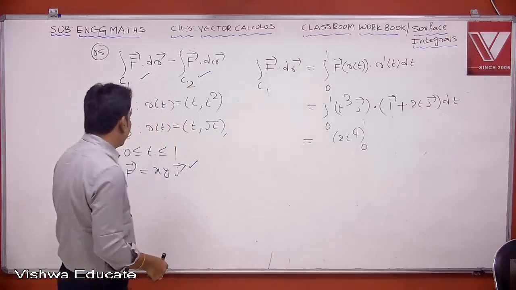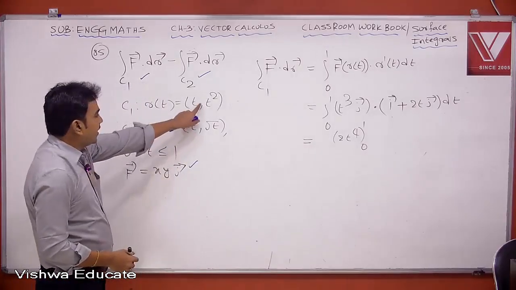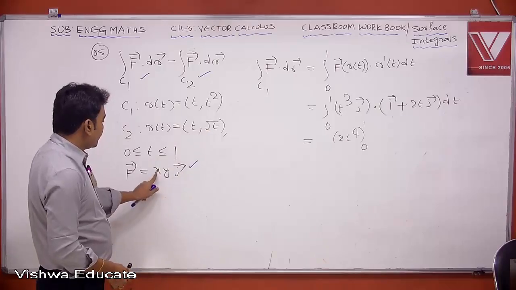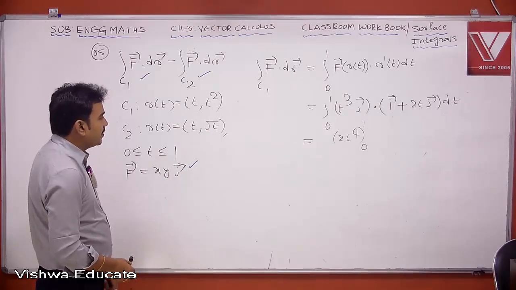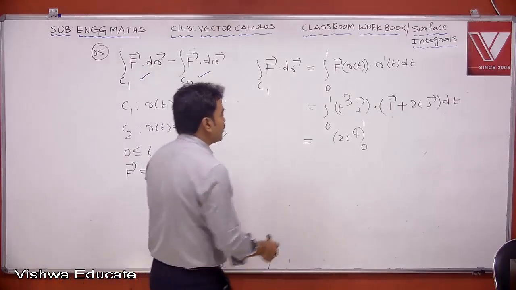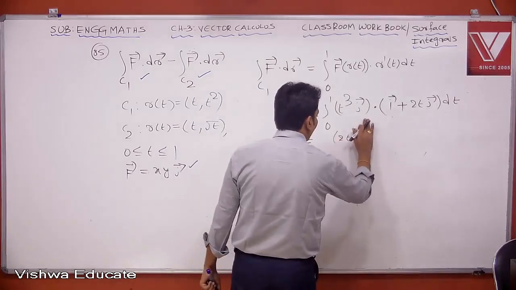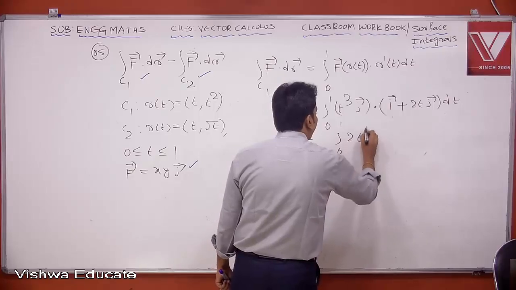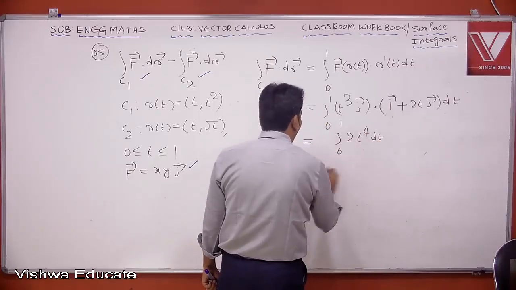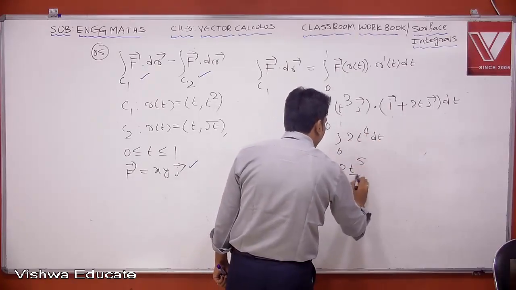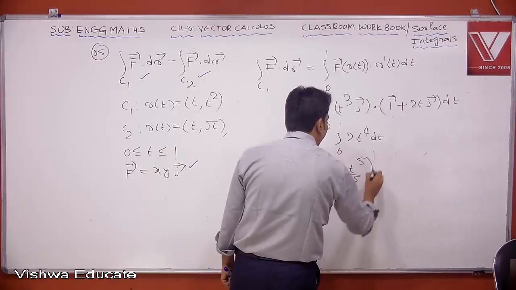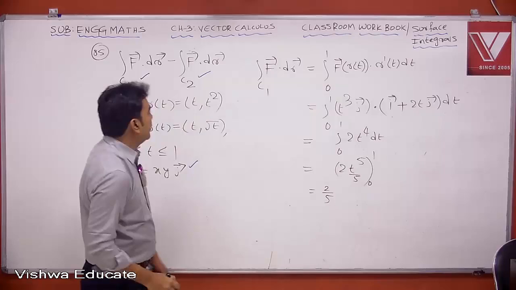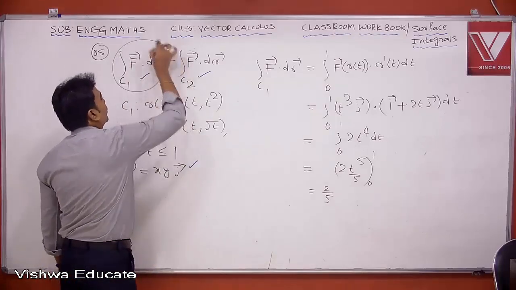Let us cross check this. This one is t square, this is t root t, so this is xy I bar. So in this case, this is only 2t power 4. This one is integral 0 to 1 of 2t power 4 dt. Now apply integration. So this is 2 times t power 5 by 5, limits from 0 to 1. Therefore, this line integral is 2 by 5. The first line integral is 2 by 5.